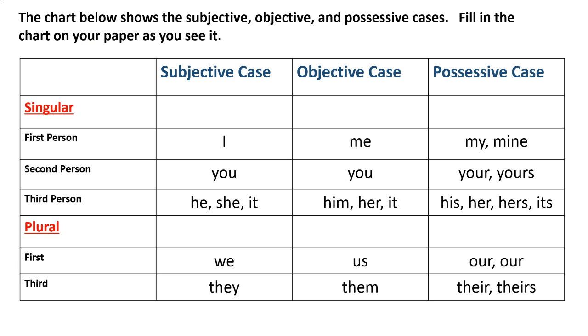Here are some examples. These are not just examples, but all of the pronouns that are used in the subjective, objective, or possessive cases. On the left side, you're going to notice that it says first person, second person, third person, first person, third person. That just refers to what we talked about when we talked about the different types of point of view, first person, second person. These are just the pronouns that use.